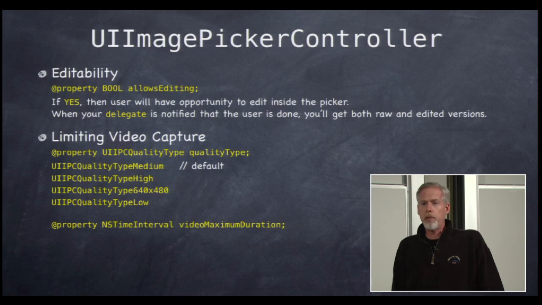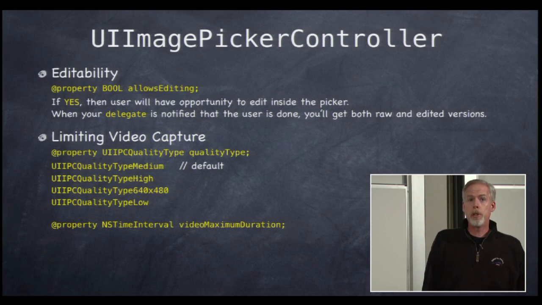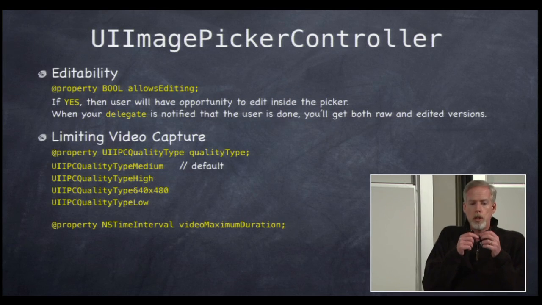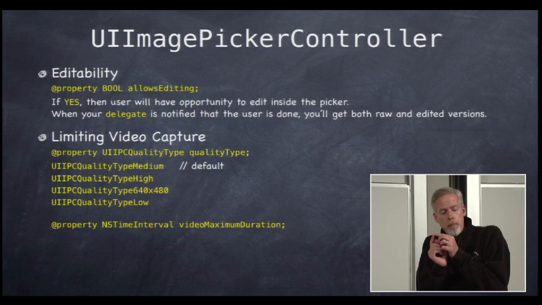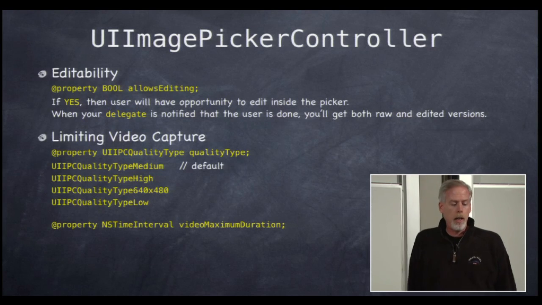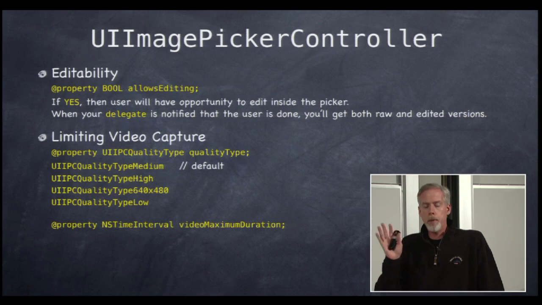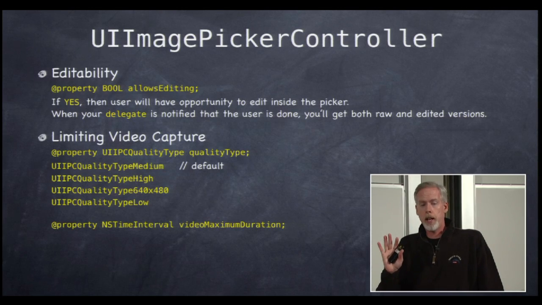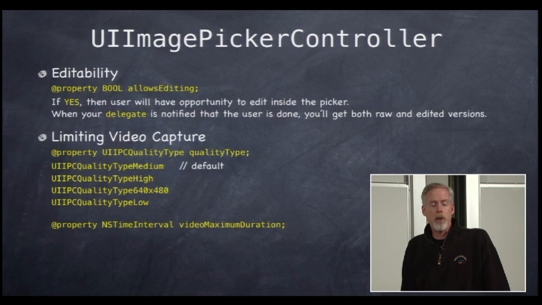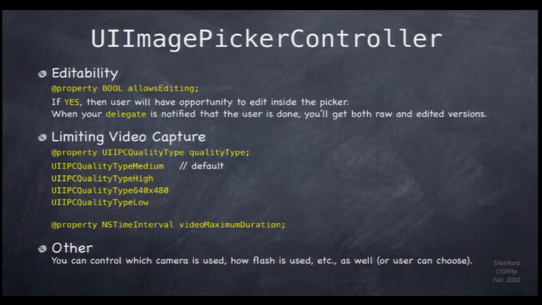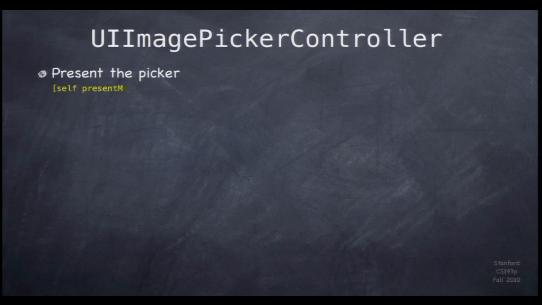You can also limit the video capture either to a certain quality type, like a low-res video, like if it's something that you're going to be embedding in a little small thing in a web page, maybe you want it to be really low quality, and also time duration. You can say, well, I don't want more than a 1 minute snip here of video, or even 30 seconds, so you can set that duration as well. There's a lot of other things, like how the flash is used, which you can check in the API, but these are the main things that you're going to set.